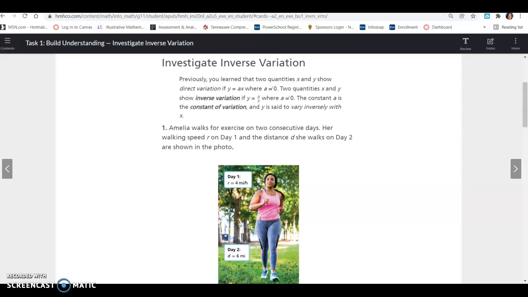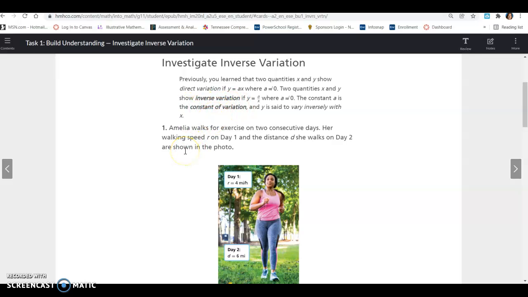All right, so direct variation, y equals ax, this is something that we've studied with linear equations. This is like a linear equation with a y-intercept of 0, and a would just be the slope. So that's why it is a direct variation. Inverse variation is something new, so it's going to be y equals a over x, where a is not equal to 0. And the constant a is just a constant. So it's just considered the constant of variation. So y is said to vary inversely with x when this happens.